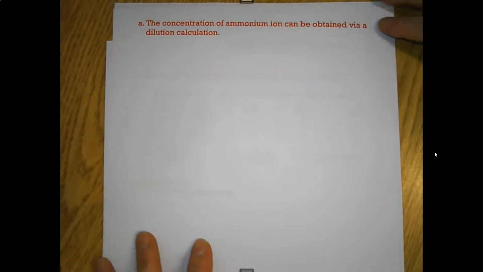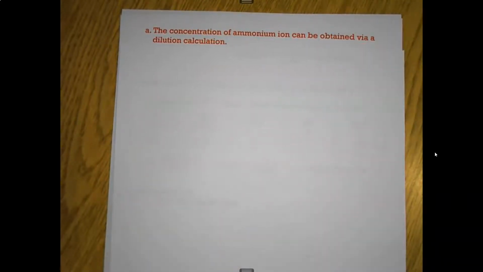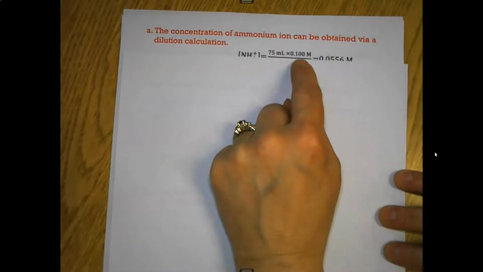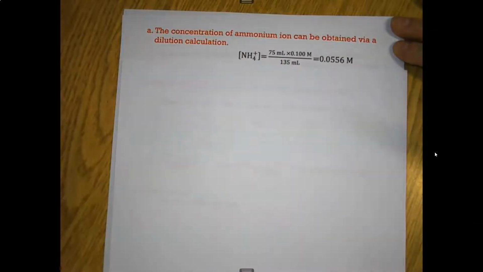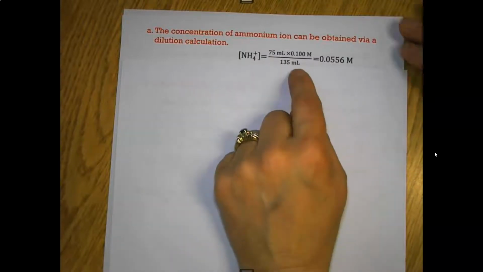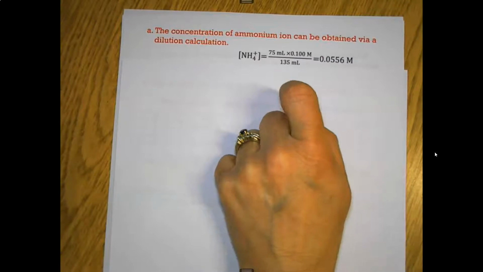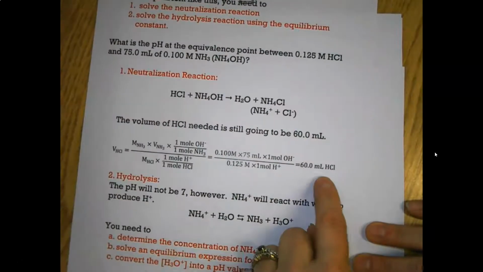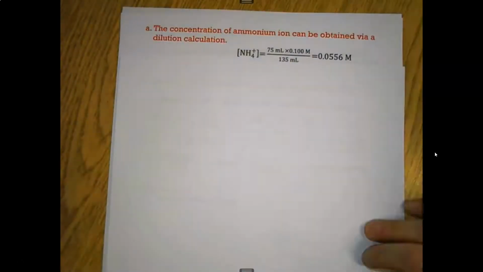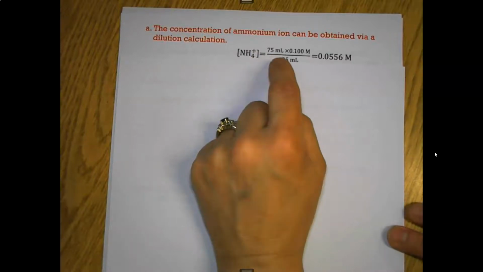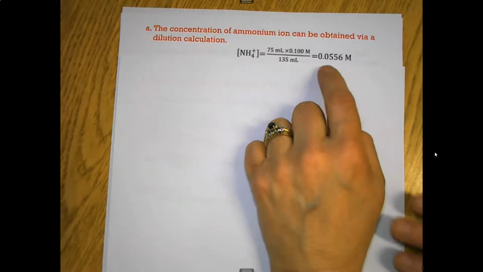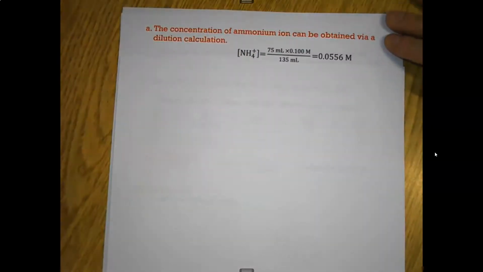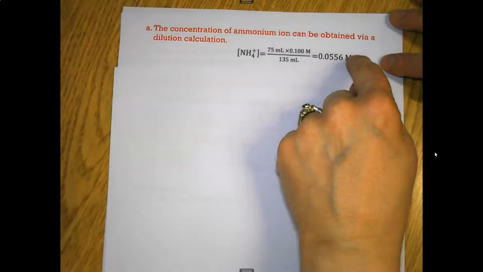the first thing we're going to do is figure out what the new ammonium ion concentration is after the titration has taken place, because it's essentially a dilution problem. We started out with 75 milliliters of the 0.1 molar NH4 plus, or NH3 technically. We're assuming all of it dissociates right away. But it was diluted to 135 milliliters because 60 milliliters of acid was used, and we had 75 milliliters of base. So the molarity of the ammonium at the end point is 0.0556 molar. That's our starting concentration for our hydrolysis reaction.